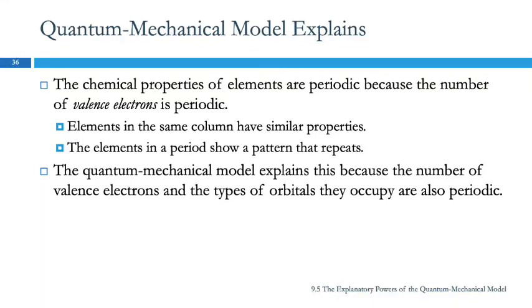Now we can see how the quantum mechanical model explains some things. The chemical properties of elements are periodic because the number of valence electrons is periodic. Elements in the same column have similar properties because they have the same number of valence electrons.